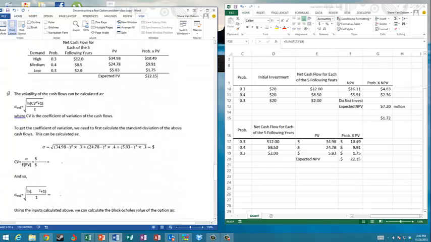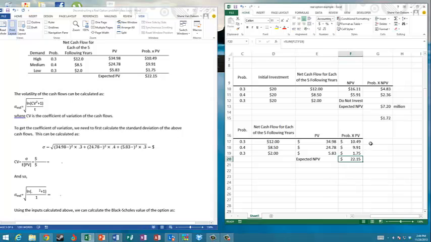To determine the volatility of the cash flows, we would take the natural log of the coefficient of variation. So what we have to do is calculate the standard deviation of these returns, or these cash flows. We square that, add 1 to it, take the natural log, divide by time, which in this case is just 1 year. And then we'll take the square root of that to find the volatility.